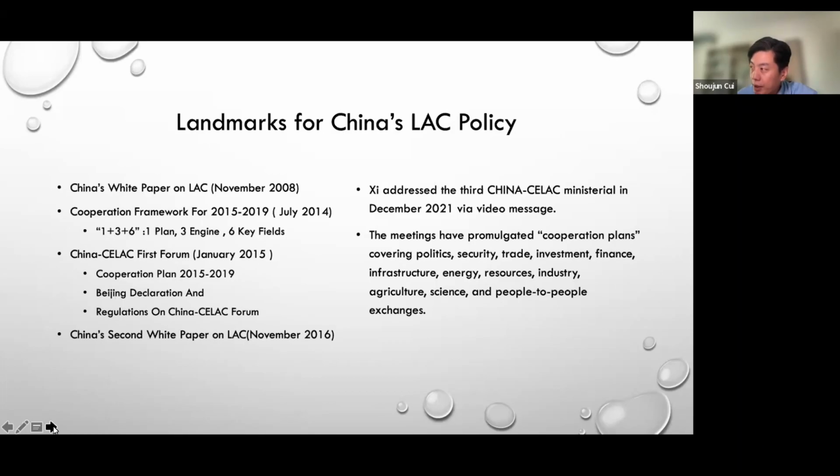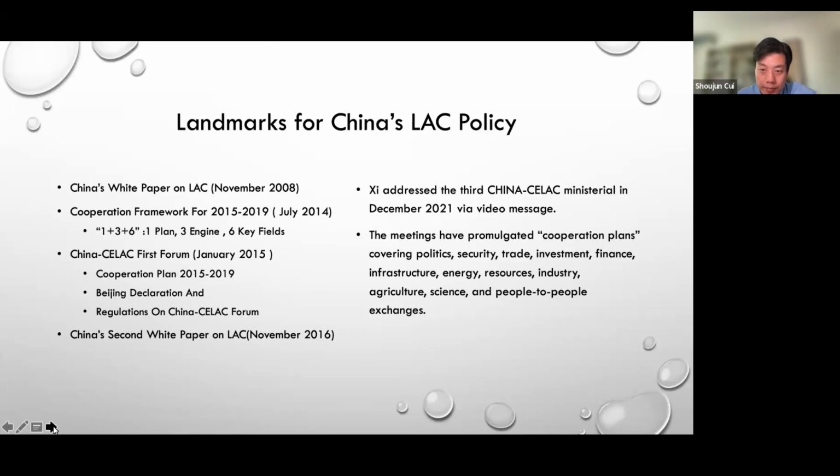reaffirmed its commitment that China will be an economic partner with Latin America, that China has no military or security intention in Latin America. So China and Latin America can be development partners. So last year, President Xi Jinping addressed the third China-CELAC ministerial meeting via video message because of COVID-19. President Xi could not attend.